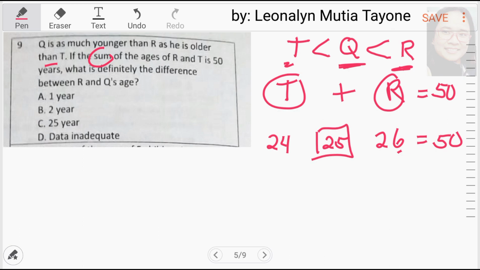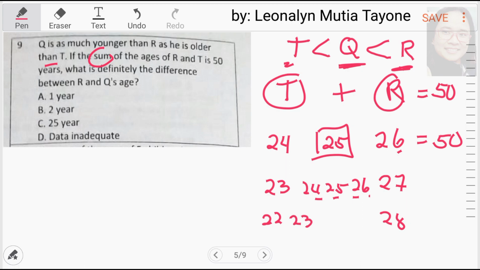Kaso nga lang ang problema, hindi yan given. Pwede namang ito ay 27 at ang isa ay 23. 24, 25, 26. Pwede sa tatlo. Ang isa naman ay pwedeng 28. Tapos pareho ng 22. So meron kang 23, 24, 25, 26. Therefore, data is inadequate.